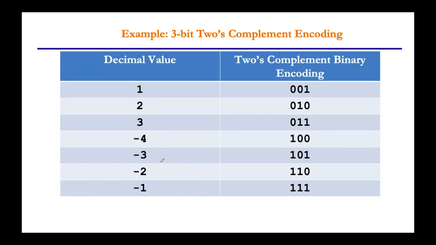Similarly, for minus 3 with 3 bits, you use 2 to the power of 3 minus 3, that is 8 minus 3. Sorry, 2 to the power of 3 is 8, so 8 minus 3 is 5, and that representation gives the complement bits.